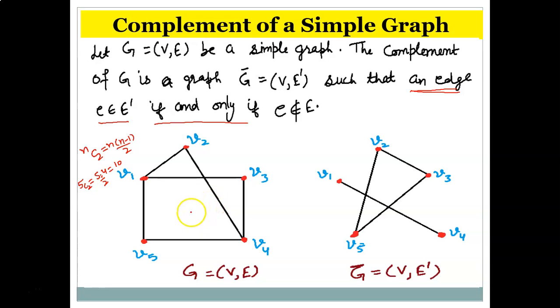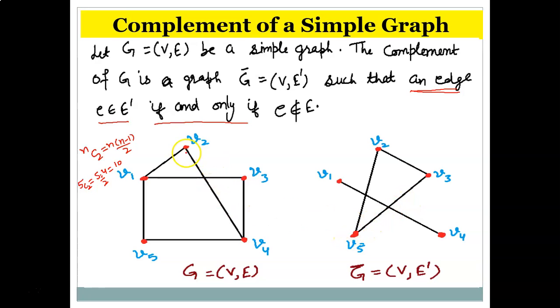So when you want to find the complement of this graph G, the edges which are missing over here should be incorporated here, because you can see there is no edge between V2 and V3, so you will put an edge between V2 and V3. Again, you can see there is no edge between V1 and V4, so I'm putting the edge between V1 and V4. Similarly, there is no edge between V3 and V5, so this is for V3 and V5.